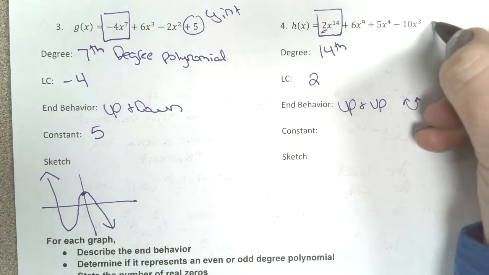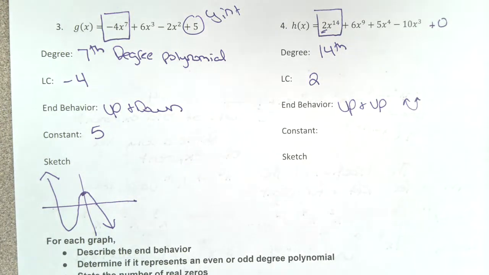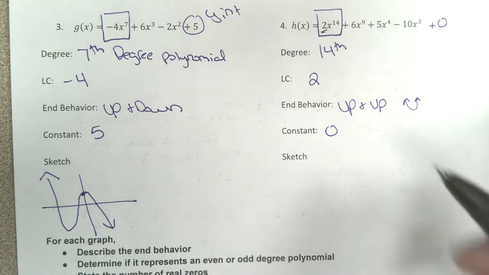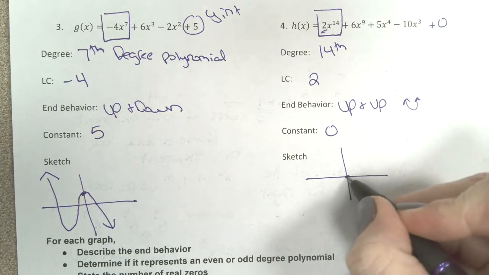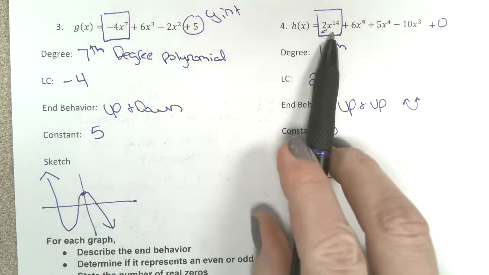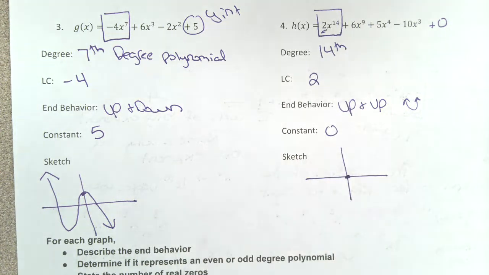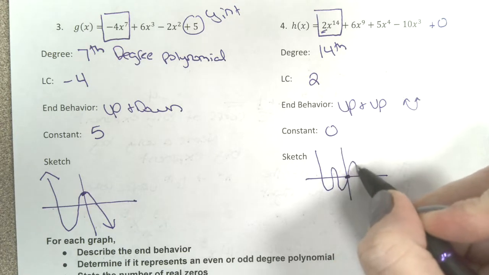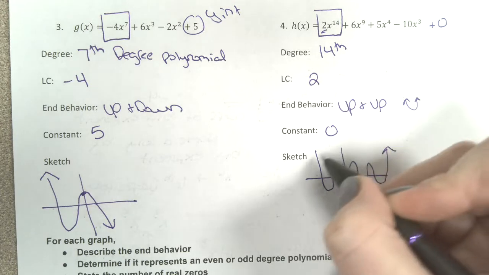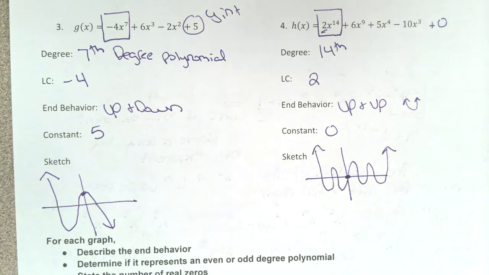The constant. If there's nothing there, that means you could add a 0, and that doesn't change anything. So I have a constant of 0, so that means that it's going to cross at the origin. And let's sketch this. All right, so I go through the origin. Theoretically, that could cross the x-axis 14 times at most, and it goes up and up. Bunch of twists and turns in the middle.